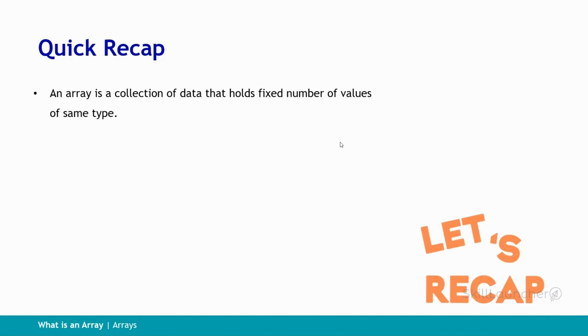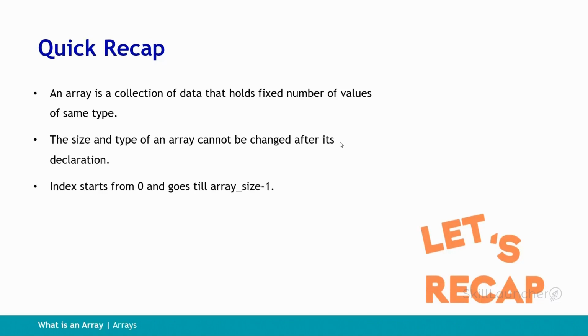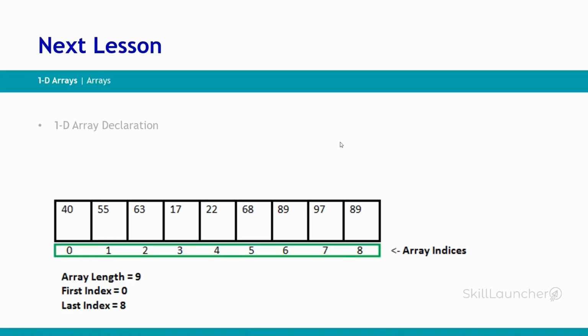Let's have a quick recap. An array is considered as a collection of data that holds a fixed number of values of the same type. The size and type of the array cannot be changed after it is declared. The indices of an array start from 0 and go till array size minus 1. In the next lesson, we will be discussing 1D array declaration, how to access array elements, and examples of 1D arrays.